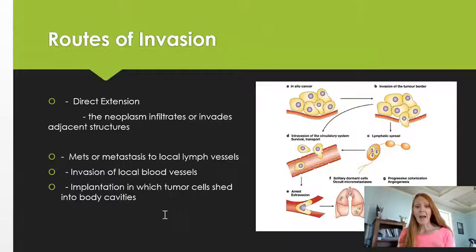And then we also have invasion of local blood vessels or implantation where the tumor has completely shed itself into a body cavity, maybe the abdominal cavity or the pelvic cavity, where it's just lined with the tumor or the cancer.